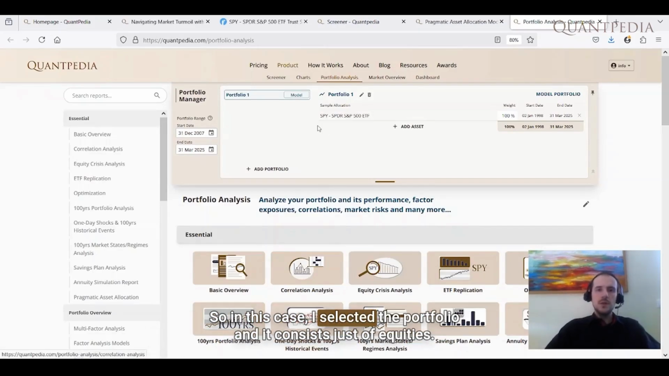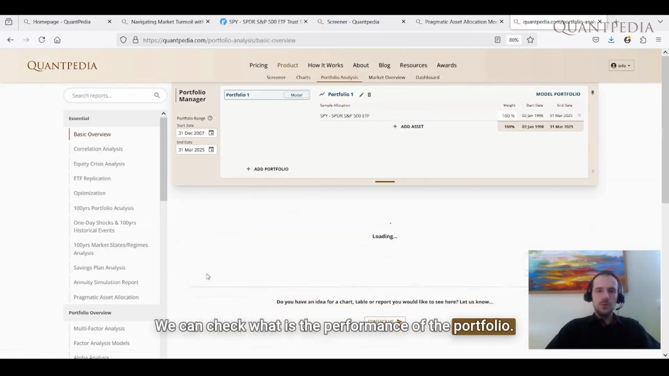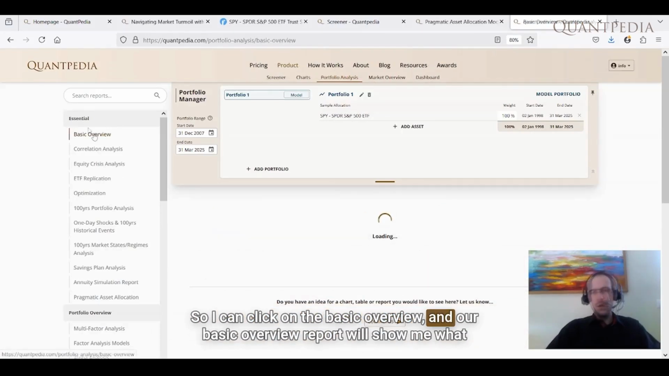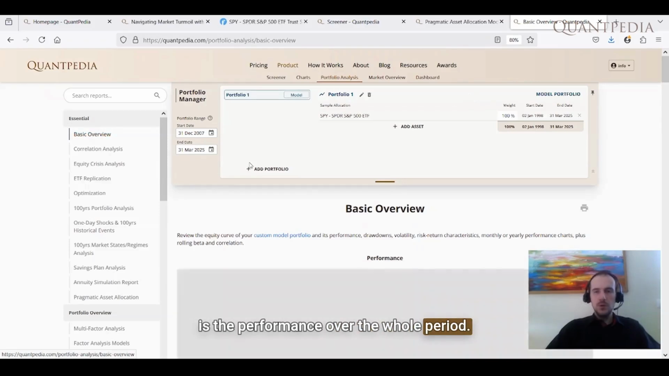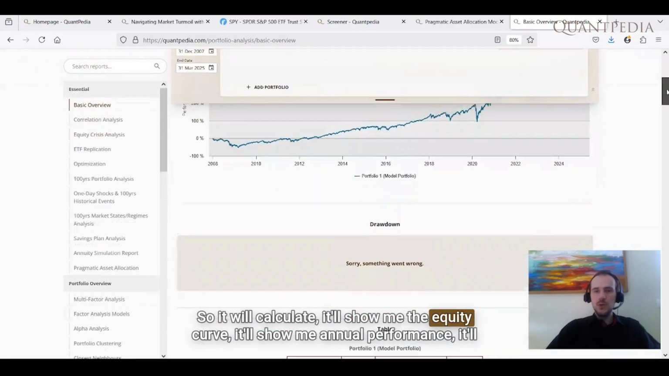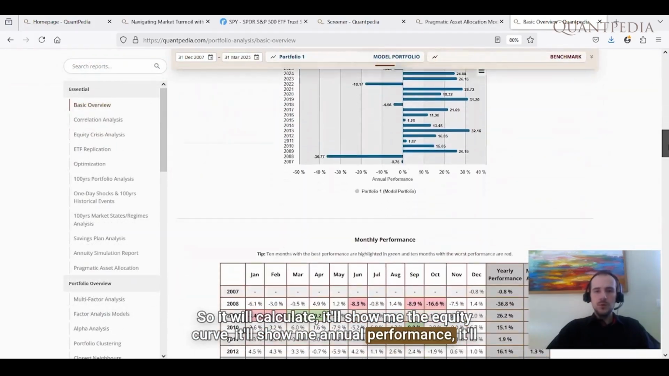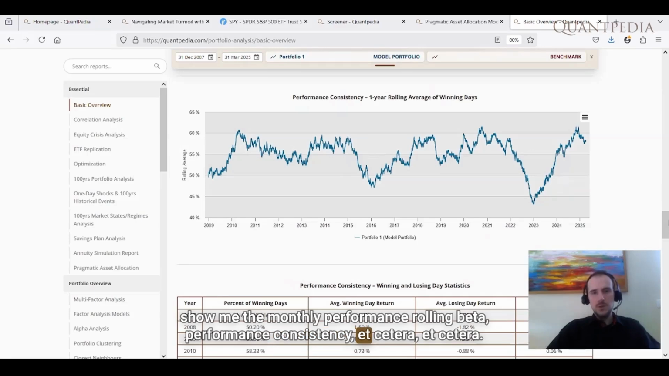So in this case, I selected a portfolio that consists just of equities. It has only one ETF, the SPY ETF, so the S&P 500 ETF. So this is our portfolio. We can check what the performance of the portfolio is. I can click on the basic overview, and the basic overview report will show me the performance over the whole period, the performance over the individual months, the drawdown, etc. It will show me the equity curve, annual performance, monthly performance, rolling beta, performance consistency, etc.